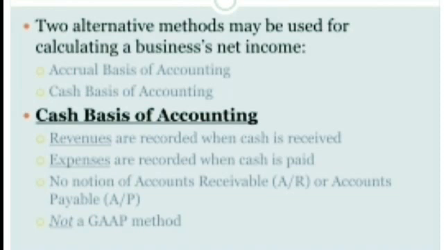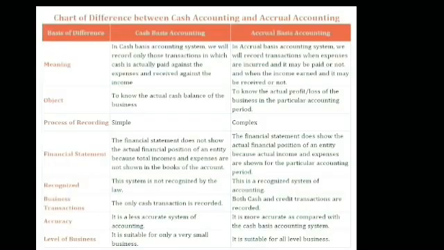In cash basis of accounting, revenue or income is recognized only after receiving the cash, and expenses are recorded only when cash is paid. So we can say that credit transactions, that is, if we have incurred any expenses but the money is not paid, are not recorded. Next, we can see some differences between cash basis accounting and accrual basis accounting.